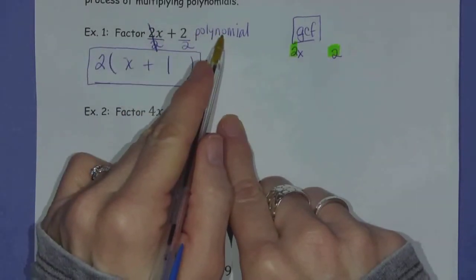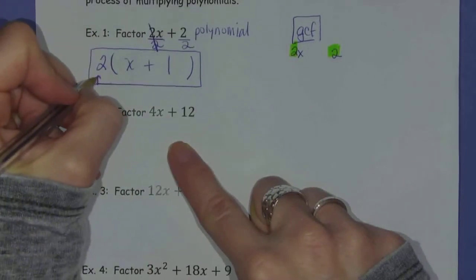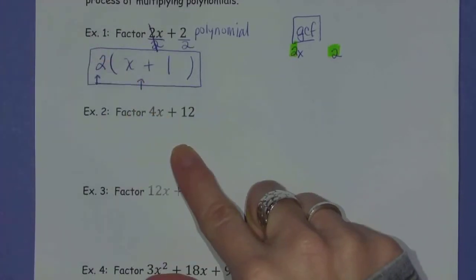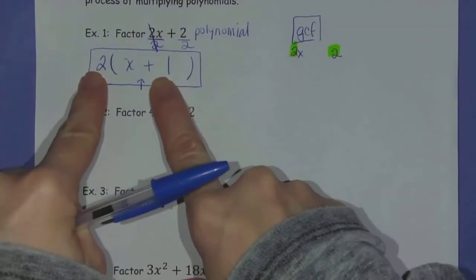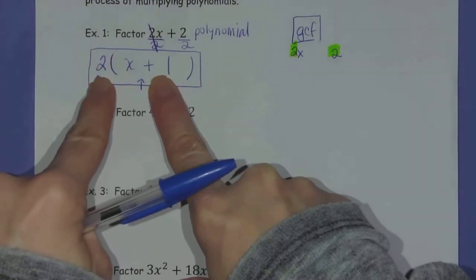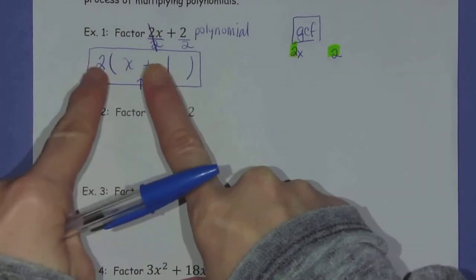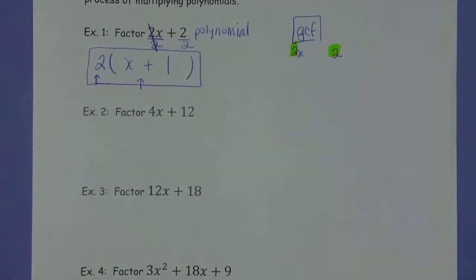Now let's think about the definition. Is this a product? Sure. You're taking a 2 times a quantity, x plus 1. So there's your product of other polynomials. You're multiplying a monomial by a binomial, expressed as a product. This is the factored version. Okay, let's go to example 2.